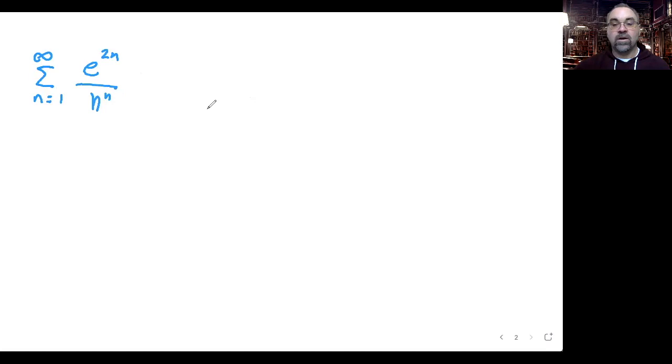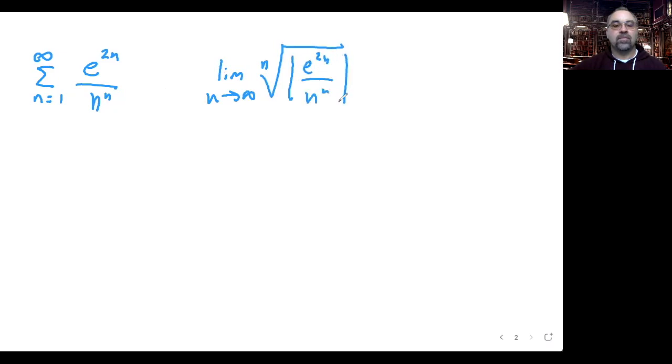This is one where you could try to come up with some sort of integral for it, e to the 2x over x to the x power. The problem is x to the x power is not a trivial thing to try and integrate. And so it would be quite the mess. So a better way to go: what is the limit as n approaches infinity of the nth root of the absolute value of e to the 2n over n to the n?